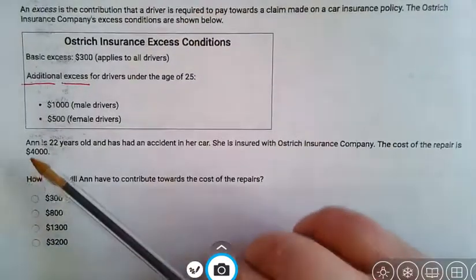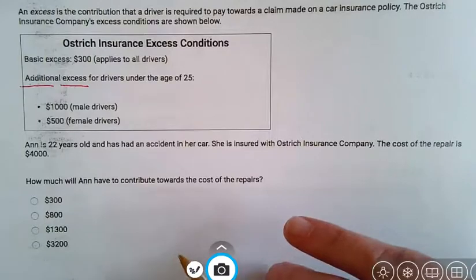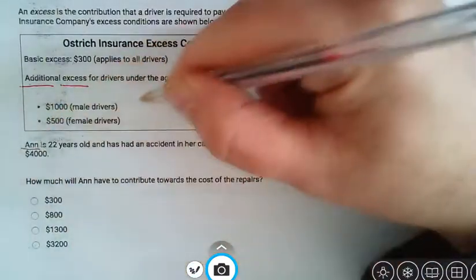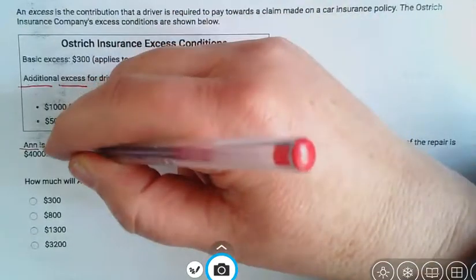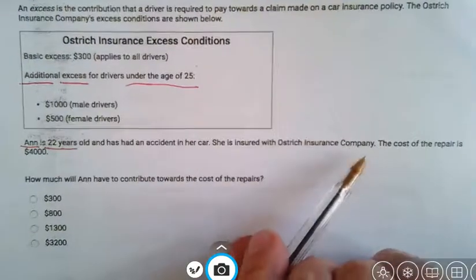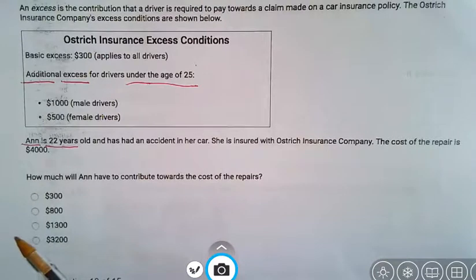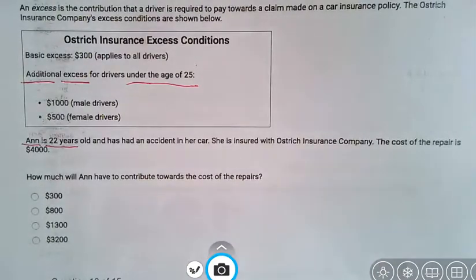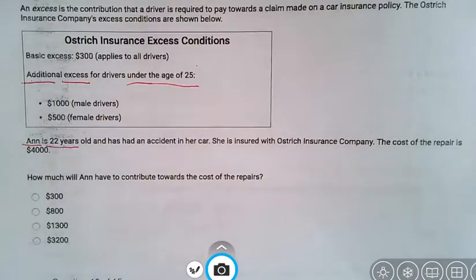Now, it says Anne is 22 years old. Is she a boy or a girl? It's a female. Is she less than 25? Yes. Okay, so Anne is 22 years old. She's had an accident. She's insured with the Ostrich Insurance Company. The cost of the repair is $4,000. Now, she doesn't pay for the repair. The insurance company pays the $4,000, but she just has to pay the excess. That's why you get insured.